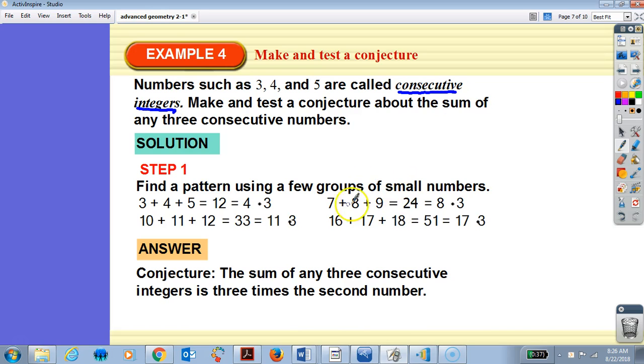If I add 3, 4, and 5, they add to 12. Well, what is 12? It is 4 times 3. 10, 11, and 12 add to 33. Well, what is 33? It's 11 times 3. Are you guys seeing what's going on here? It's the middle number times 3, right? The middle number times 3 is the sum of the 3 numbers because these two are going to average to that number. Make sense? So the sum of any 3 consecutive integers is 3 times the second number. That's their conjecture.